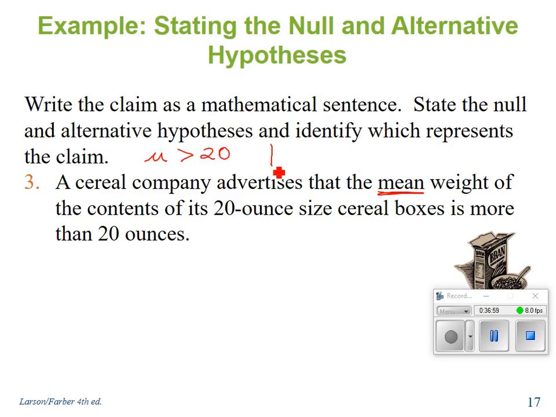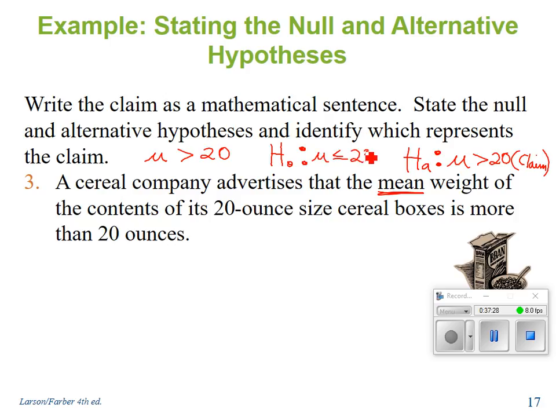What's my null and alternative hypothesis going to be? Is this going to be the null or the alternative? That's going to be the alternative again. And that's your claim. And then what's our null hypothesis? Less than or equal to 20.